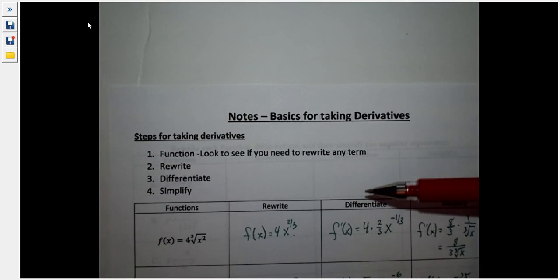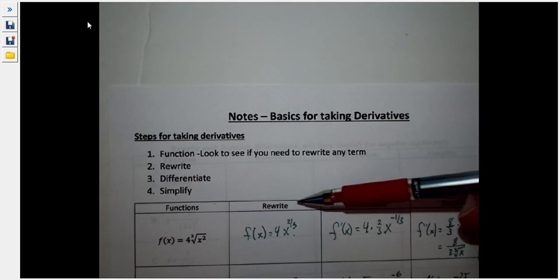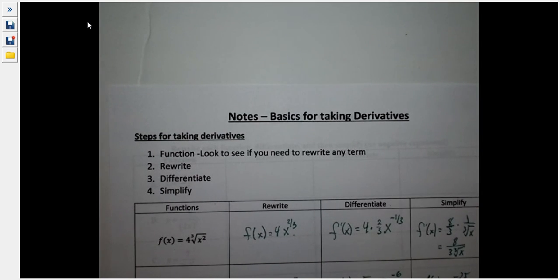And these are the 4 steps that we are going to do every single time. Look at the function, rewrite what we need, differentiate, and then simplify.